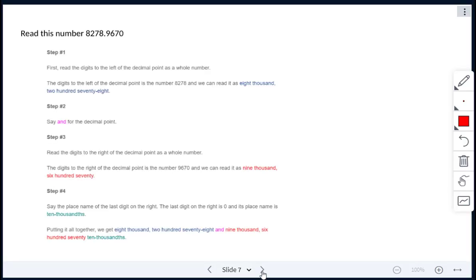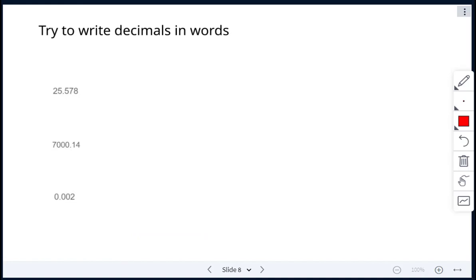All right, so here we have a number 8278.9670. So let's figure out the word form of this number. All right, so we just went over this. So this number would be called 8,278 and 9,670 ten thousandths, right? Because the last digit here is a 0 and it's in the ten thousandths position. Okay, let's give these a try.